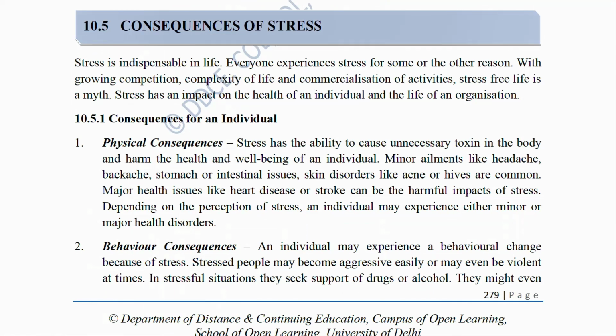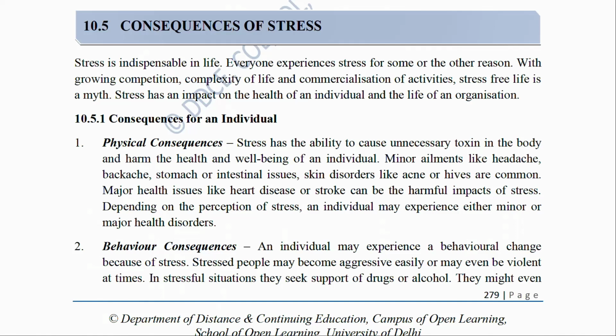10.5 Consequences of stress. Stress is indispensable in life. Everyone experiences stress for some or the other reason. With growing competition, complexity of life, and commercialization of activities, stress-free life is a myth. Stress has an impact on the health of an individual and the life of an organization.